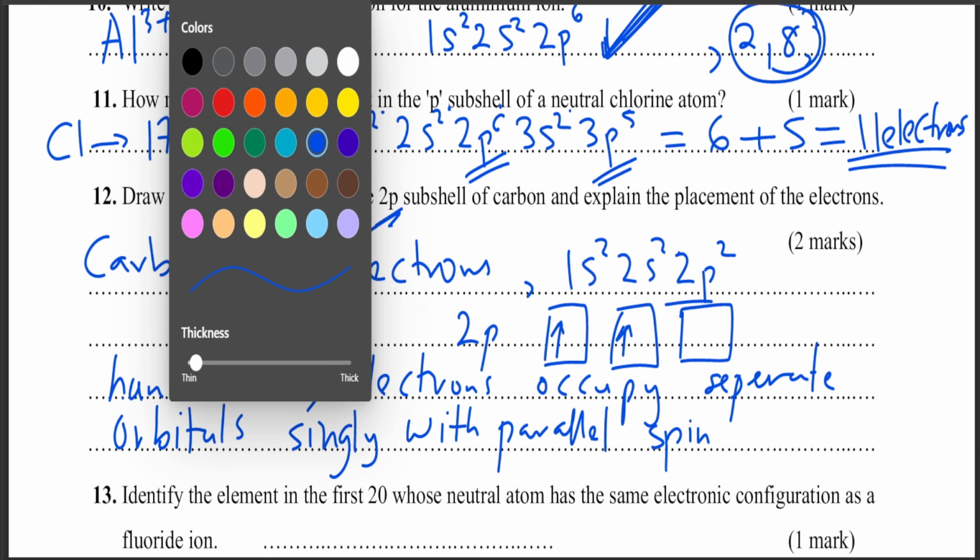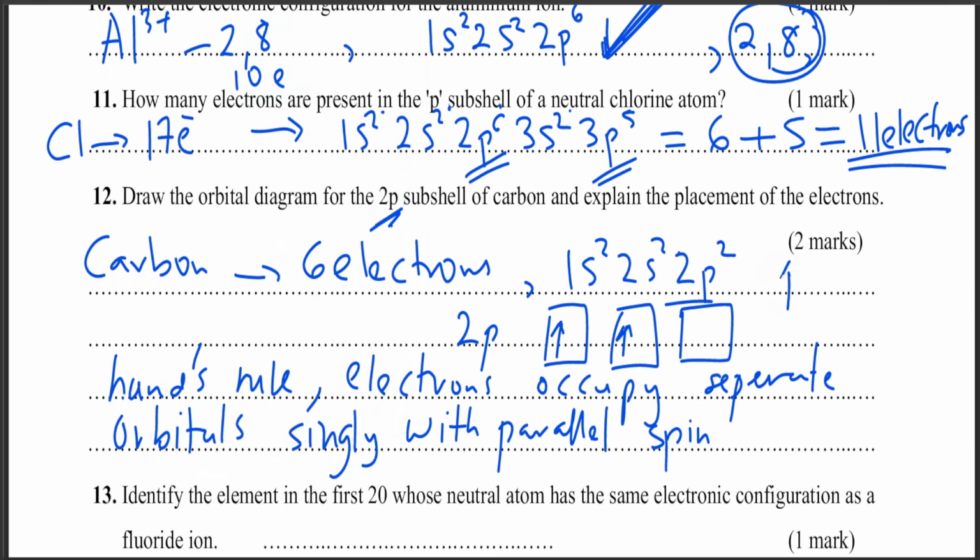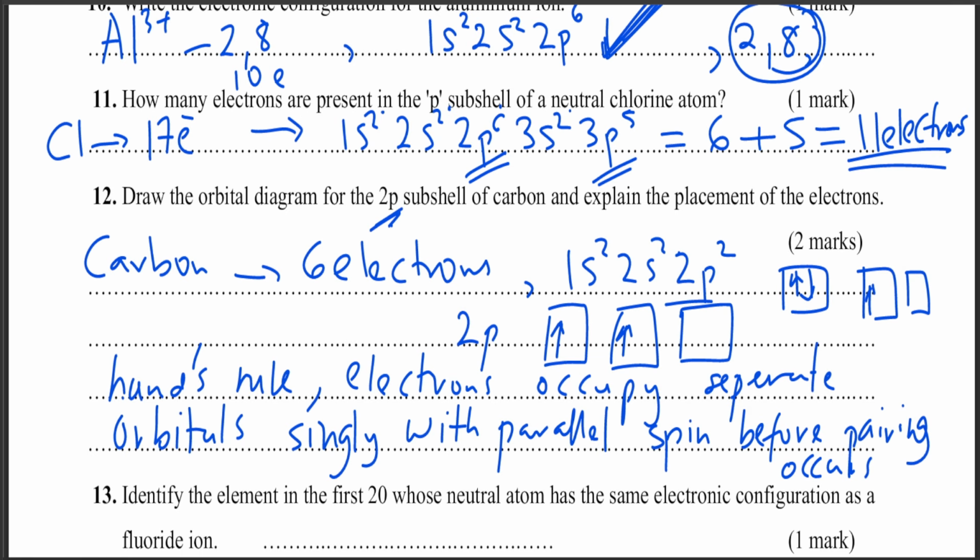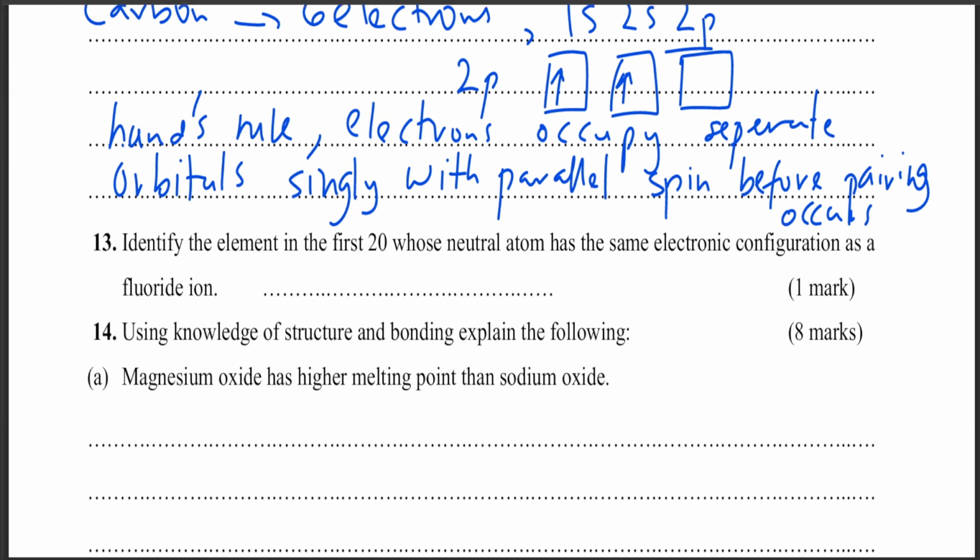You place the first, move to another box, place the second, move to another box, place the third. So they are parallel to each other. Electrons occupy separate orbitals with parallel spins, before pairing occurs. Before pairing happens, you need to have one electron in each orbital first. That is 2 marks.